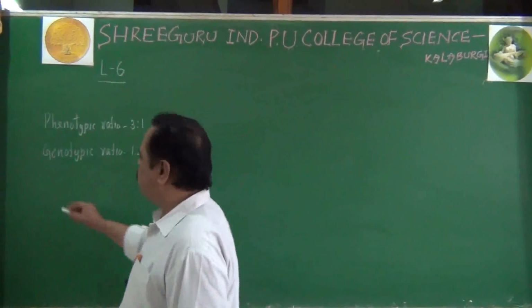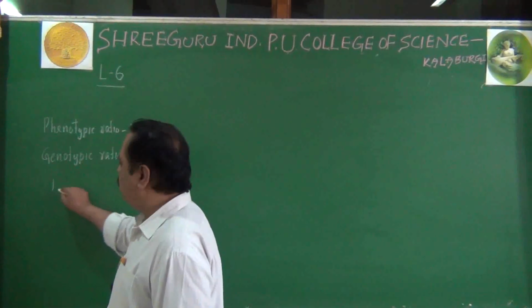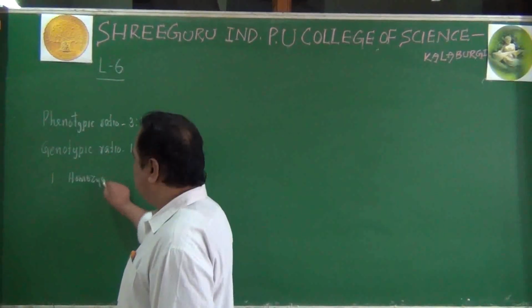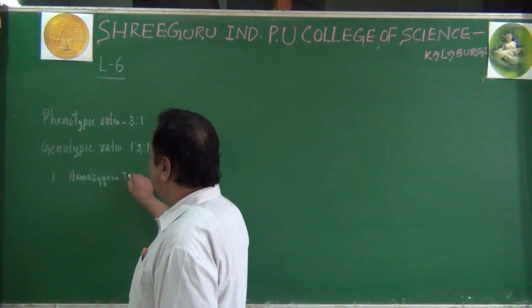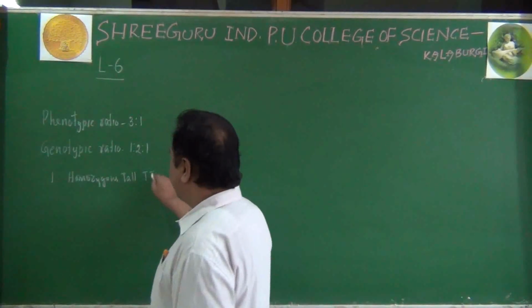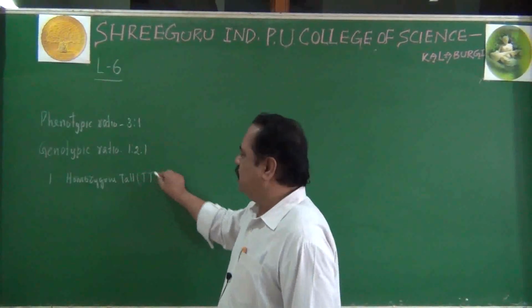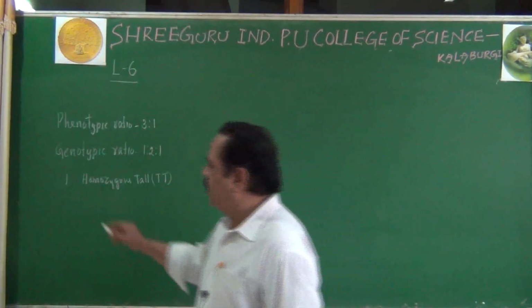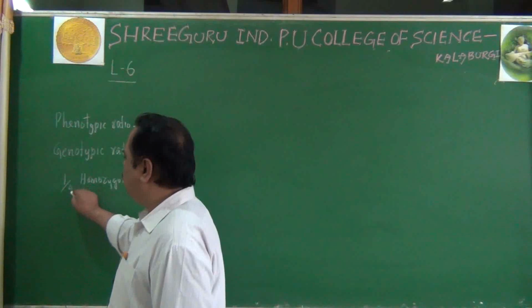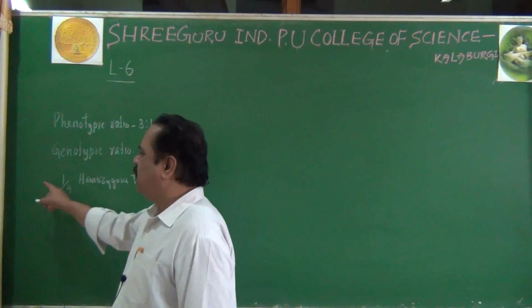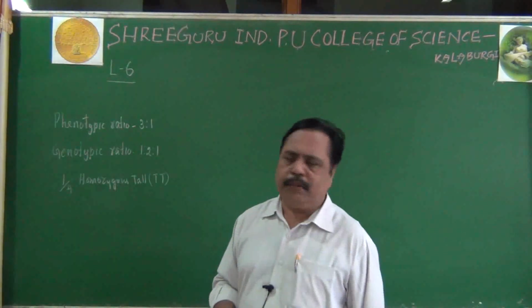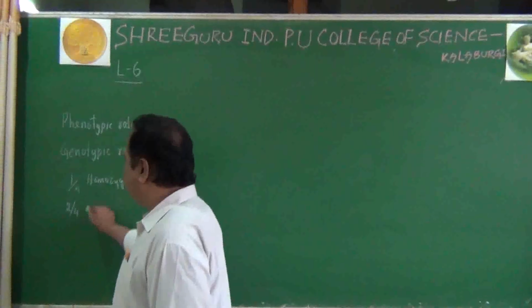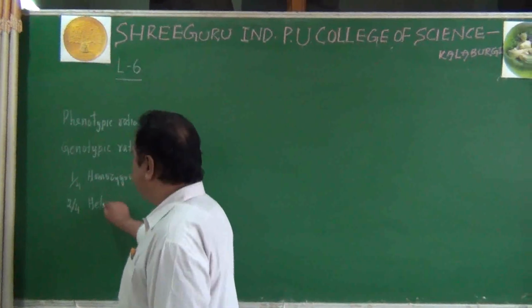Out of this 1:2:1, you must know one is homozygous tall. Homozygous tall means they have two capital T in them. Okay, two capital T is called homozygous tall. One of them is two capital T. It can be written as 1/4, or 25%. Two out of the 4 are called heterozygous tall.